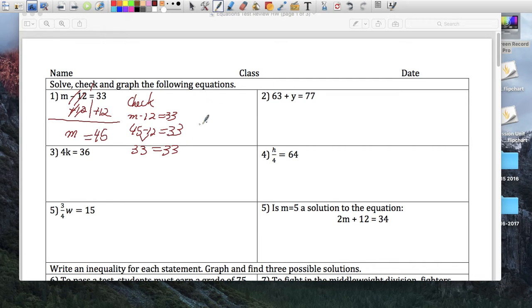So for my graph here, I just plot a couple of points: 44, 45, 46. The only number that satisfies this or makes this equation true is 45. So I'm going to put a circle on top of 45 and shade it. I'm not pointing an arrow to the left or to the right, because that would mean numbers on those sides would make this equation true, but they don't. The only thing that makes this equation true is the number 45, and that's why it's a shaded circle.